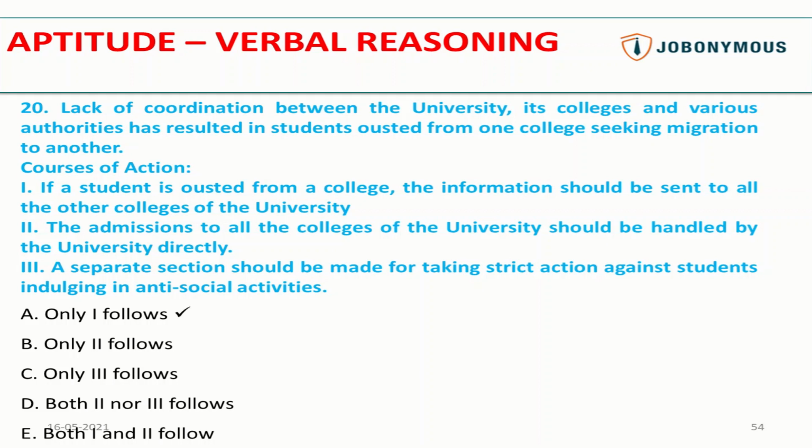So the correct answer here is only one follows, because see, if a student is ousted from a college and you send the information to other colleges, then the situation described will not take place, because students will not be able to go to other colleges of the university, because those colleges will also have the information. So this is how you can verbally deduce this.